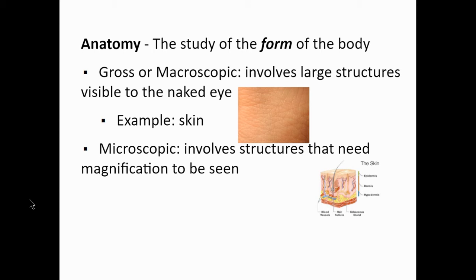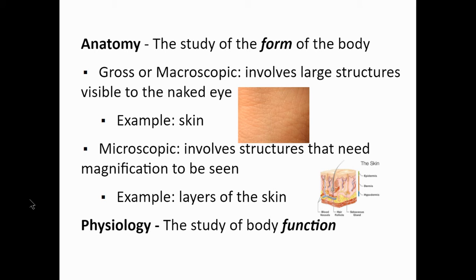And then the microscopic is obviously things that you need a microscope in order to see. And those would be more like cells or the layers of skin, or what the ligament looks like microscopically. So those would be that. And then the physiology is the study of the function of the anatomical component.